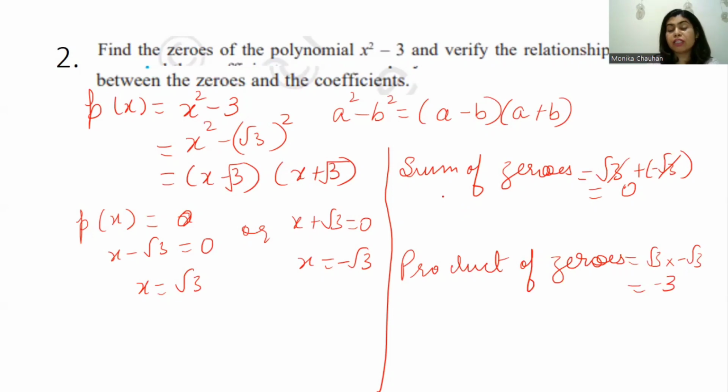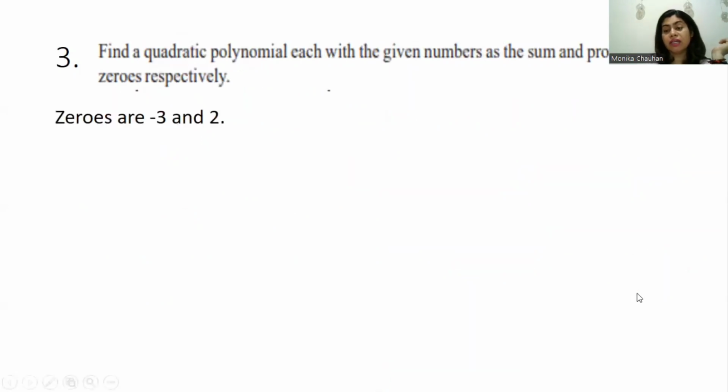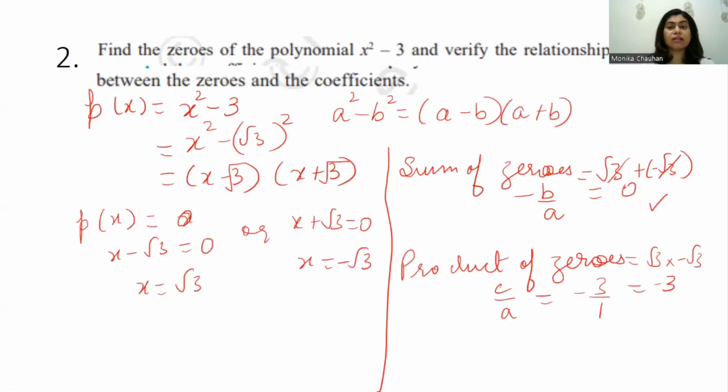You need to verify. Is it equal to minus b upon a? Now there is no coefficient of x, so it is 0. It's correct. It is minus b upon a. When you simplify, you get 0 only. And for c upon a, what is that c upon a? What is c constant here? Minus 3 upon 1, which is equal to minus 3. It is verified. Yeah. So something which is very easy now.